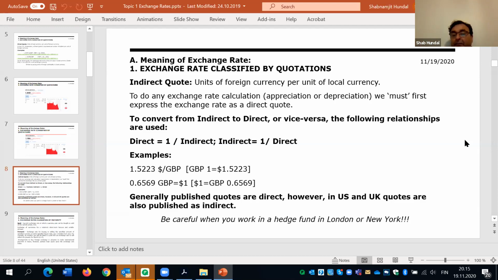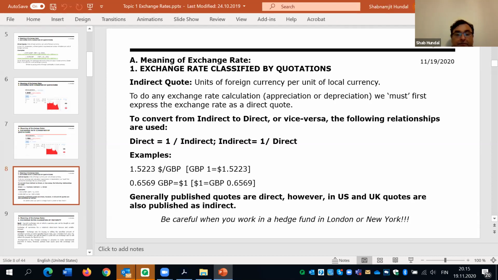Same way in the American markets, you can see a quote like this very often. In Bloomberg, the New York Times, the Washington Post, or the Wall Street Journal, if you open their pages, you might see a quote like this, which is an indirect quote from the US perspective. So your first and foremost job should be to make it a direct quote. I have said this many times now, so I hope it's clear.